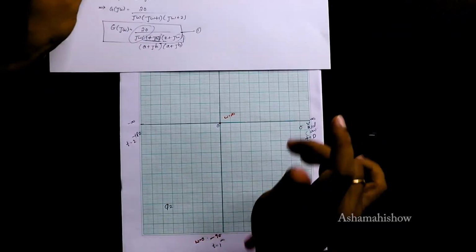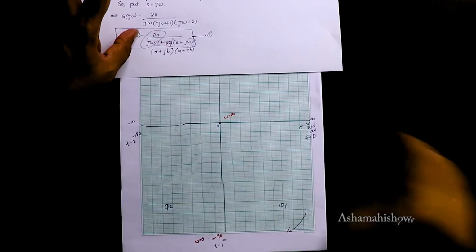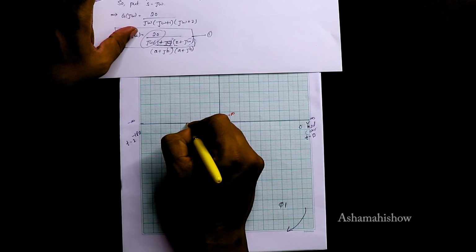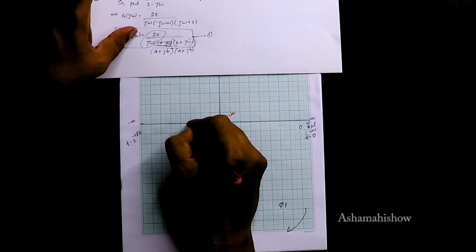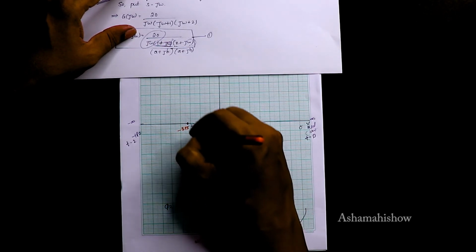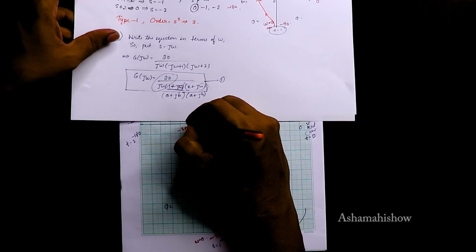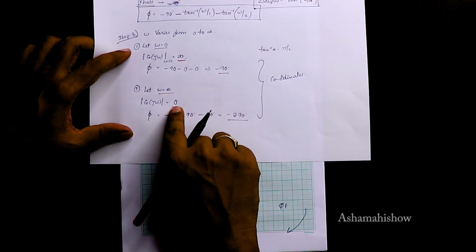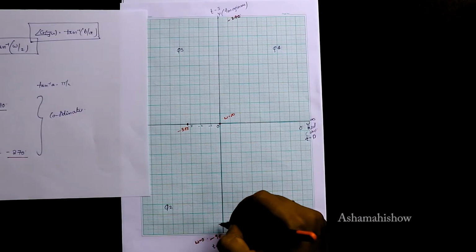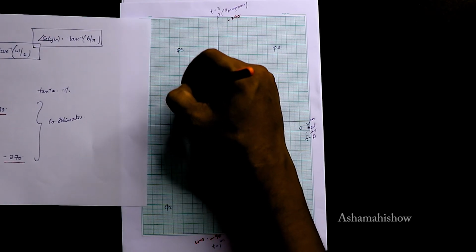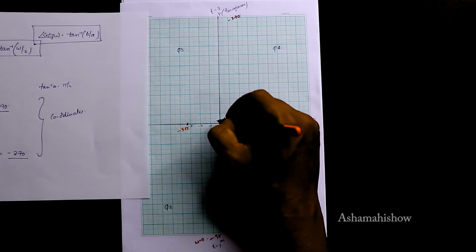So let me mark that. Minus 3.33 is what? This is minus 1, this is minus 2, and minus 3.33 will be here. So now your graph will start like this and cut minus 3.33. According to our coordinates, it should go up to minus 270, but it has to reach 0. So it starts from here at minus 90, cuts this minus 3.33 real axis point, goes to minus 270 and comes to 0 again.